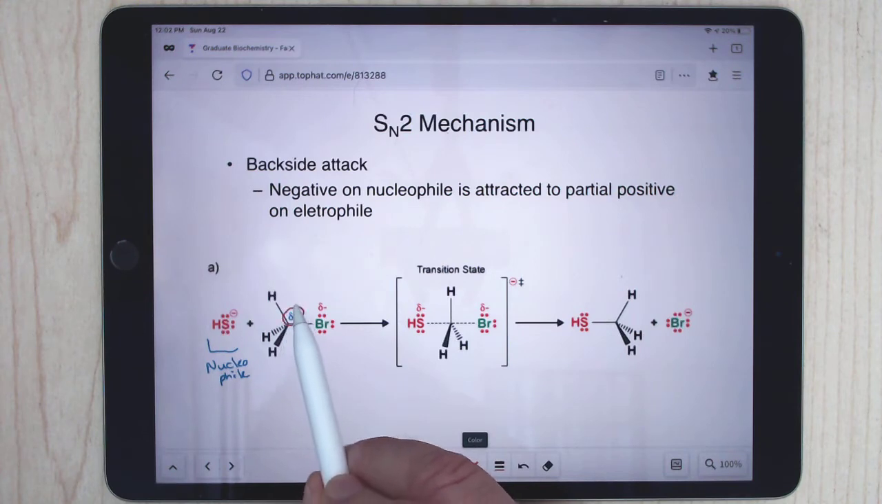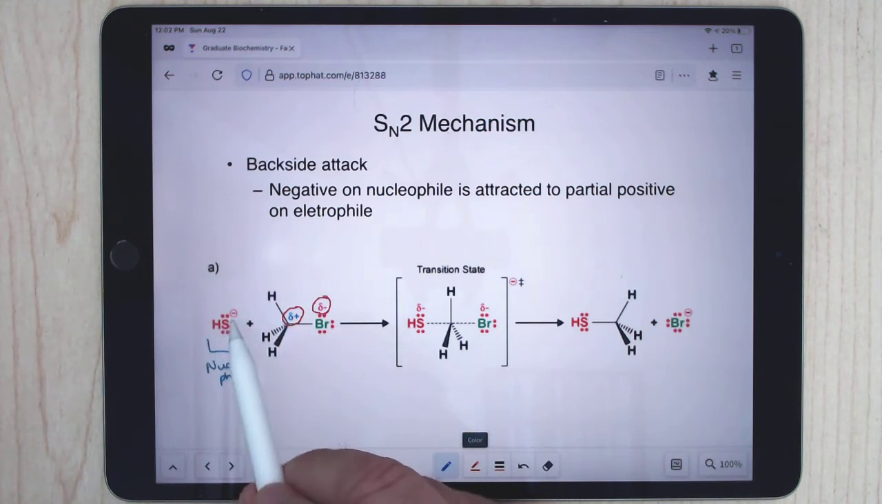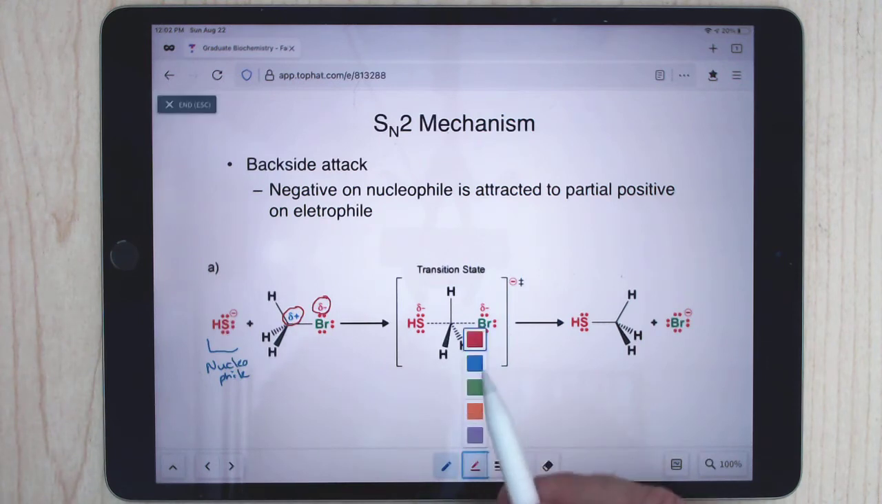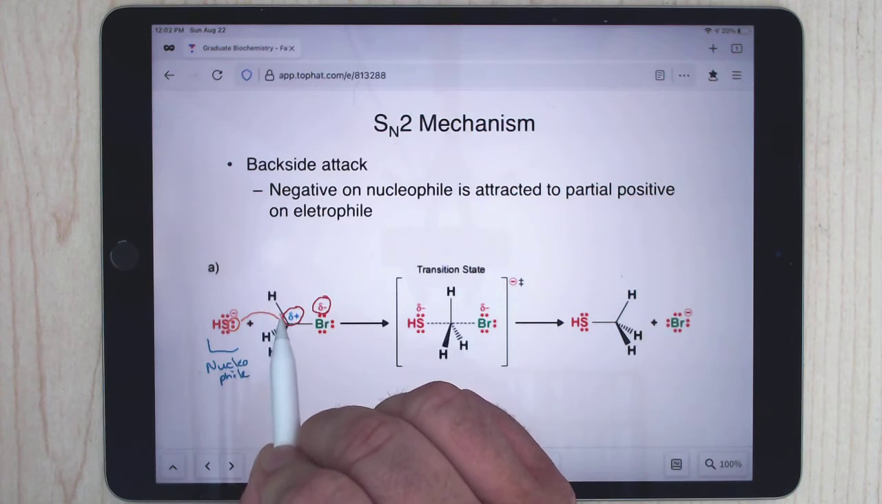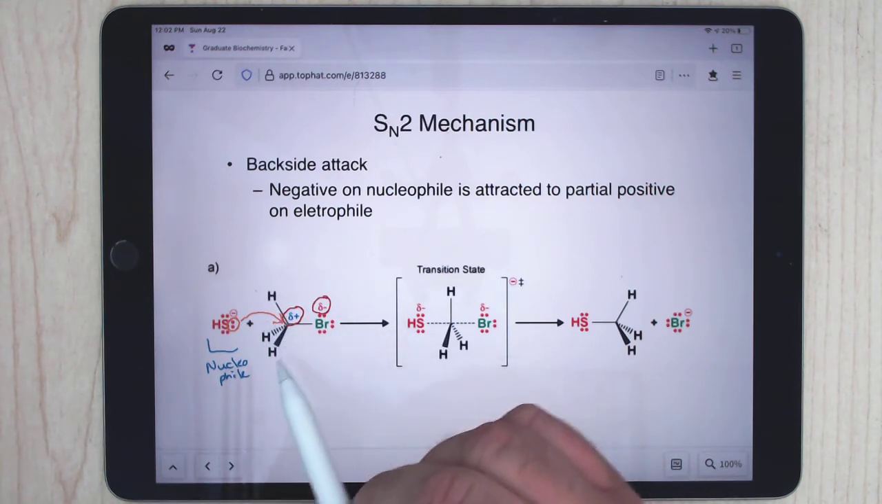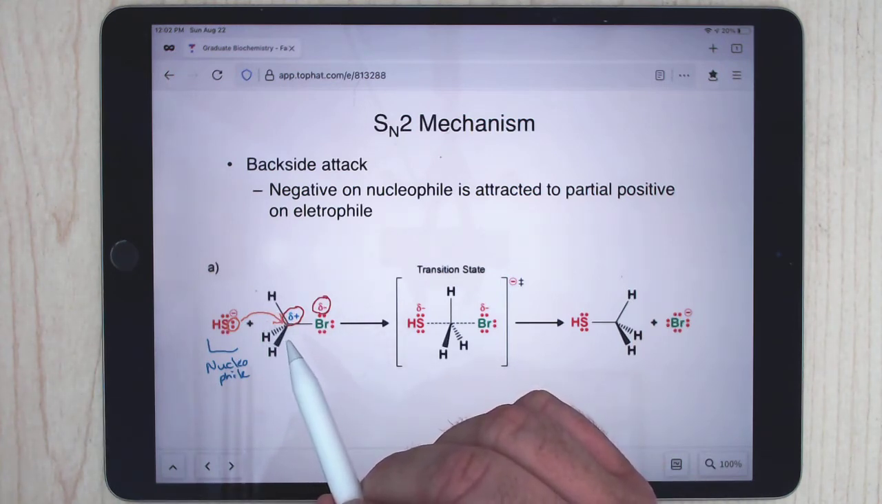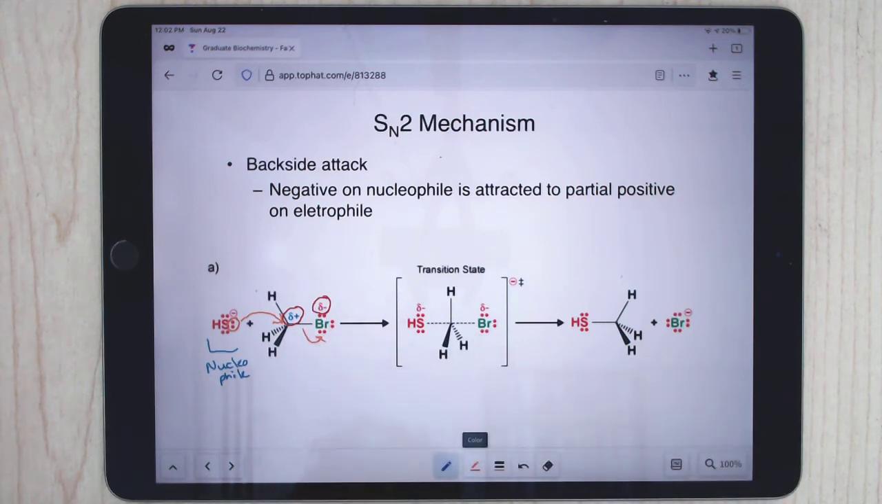And so what we need to do is look for the polar covalent bond. This sulfur is going to be attracted to that partial positive. And so it comes in here and uses its lone pairs to make a new bond to that carbon. The negative is going to get attracted to that positive. And in doing so, this carbon can't have 5 bonds, right? So it needs to start pushing these electrons onto the most electronegative atom, which is going to be our leaving group.